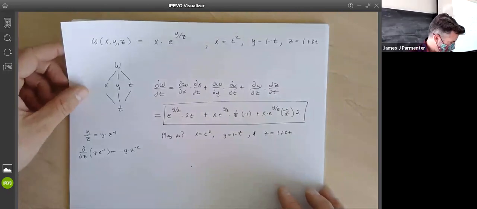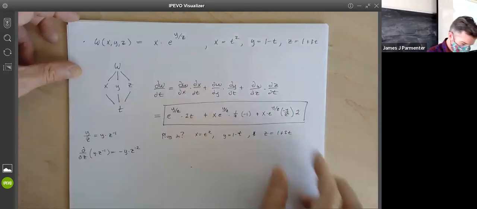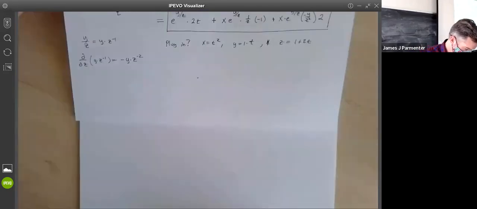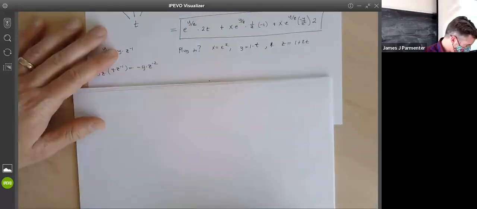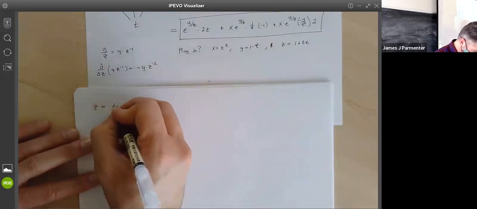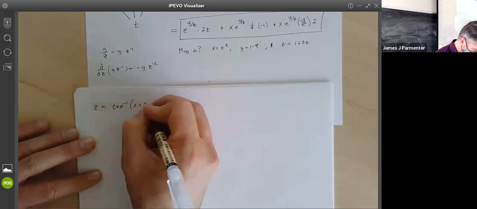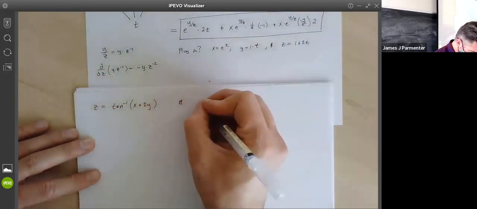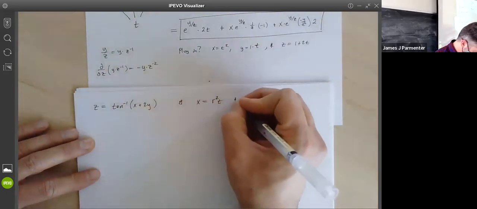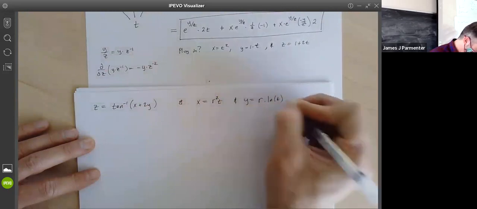Okay. Let's look at something slightly different. Well, not slightly different, just a little more complicated. So let's say we have the following. Let's say we have z as a function of x and y. It's the inverse tangent of x plus 2y. And we also have that x is equal to r squared times t, and y is equal to r times the natural log of t.